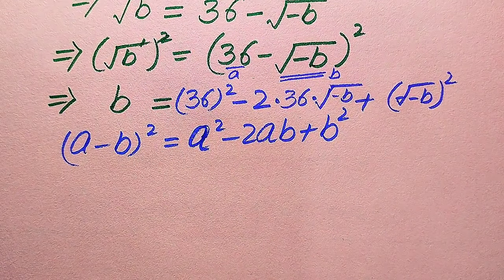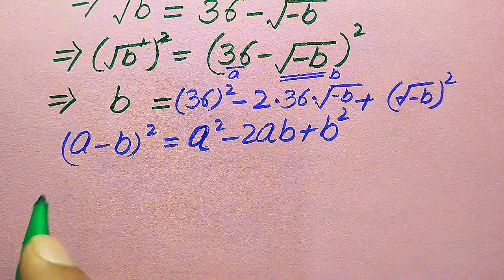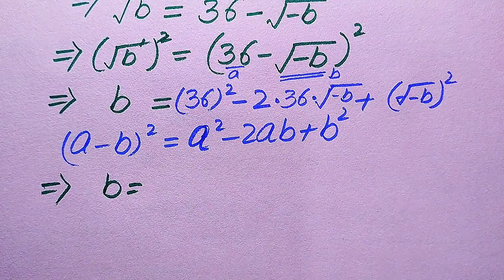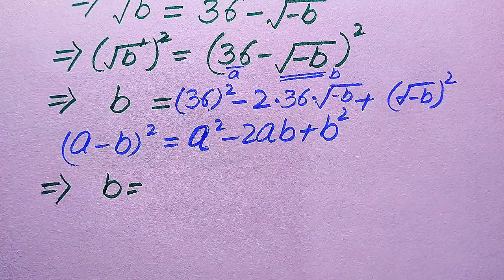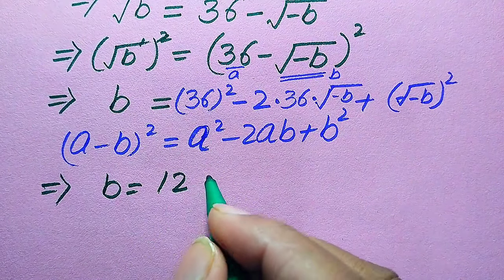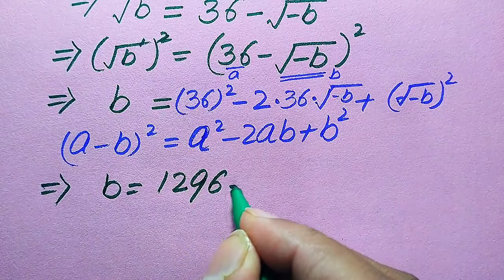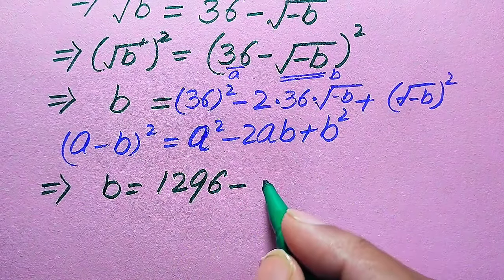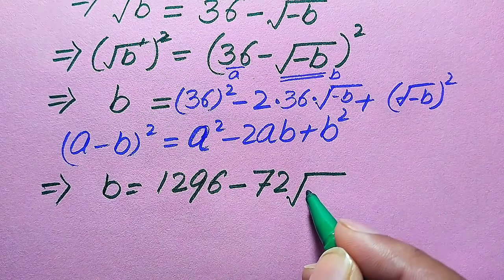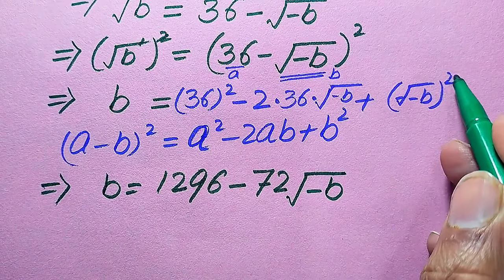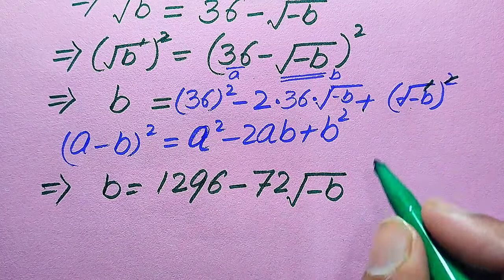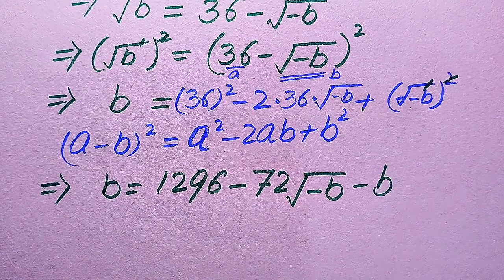And further in the next step, here we need more simplifications, and it will be written as, in the left hand side we have b is equal to, and in the right hand side we have 36 square, and we know that 36 square becomes 1296, minus 2 times of 36 becomes here 72 into square root of minus b, and these 2 and square root are gone, and we get here minus b, and minus times of plus becomes here minus b.